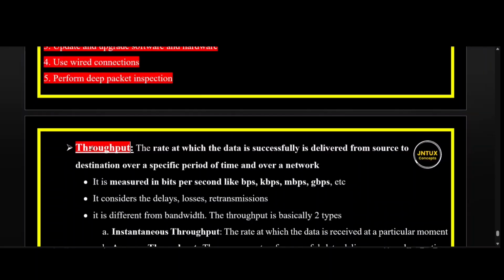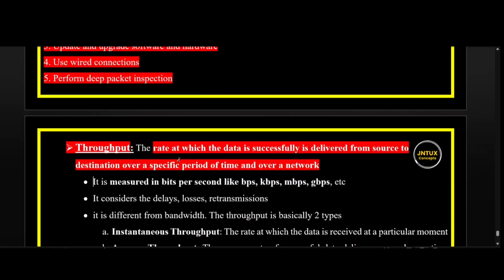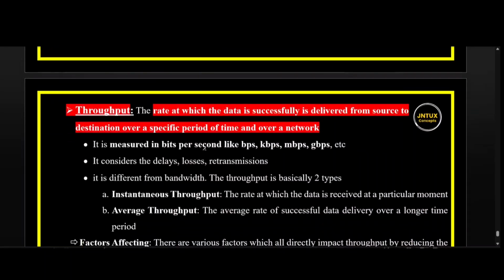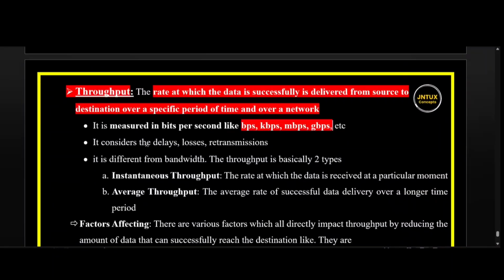Throughput, the last topic of this video. The rate at which data is successfully delivered from source to destination over a specific period of time and over a network. It is measured in bits per second, like bps, Mbps, kbps, etc. It considers the delays, losses, and retransmissions. It is different from bandwidth.